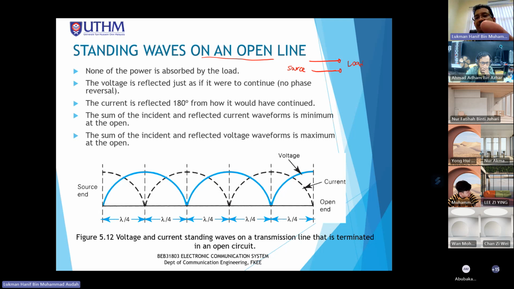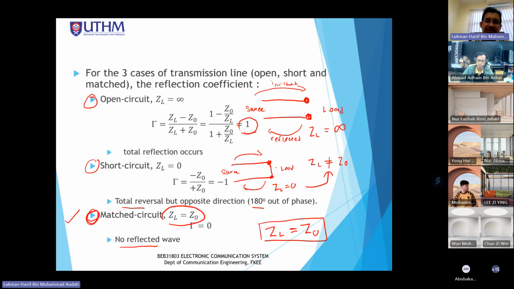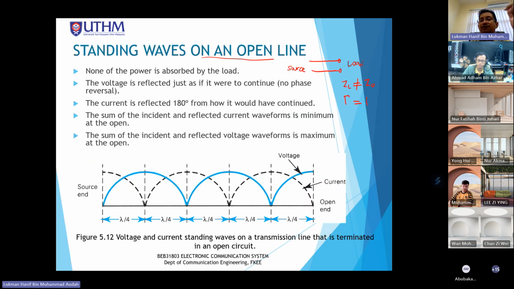So in this case, ZL is not equal to the characteristic impedance. And we have seen that the reflection coefficient is equal to 1, as shown previously, for an open circuit. Reflection coefficient is equal to 1. That means all of the incident wave will be reflected back to the source.